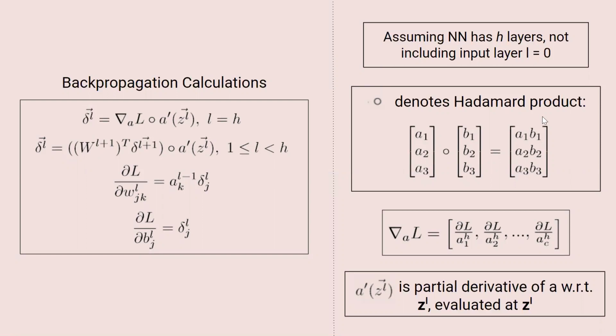So the circle symbol is the Hadamard product. This is not something that was taught in Math 18, at least in my experience. But it's super simple. It's defined here. It's basically the element-wise product of two vectors or matrices. I just put a vector here because that's all we're working with, but it's also defined for matrices. Any last questions on the backprop equations before I move on?